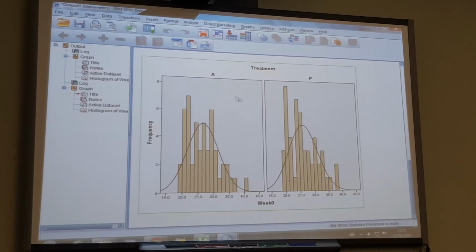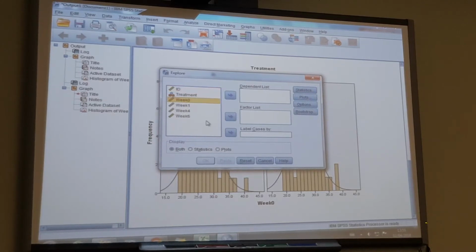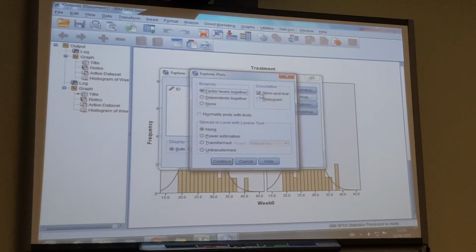To me, based on the numbers, I'm assuming normal, but let's see the test. If you want to test exactly whether it is normal or not, you look at Analyze. I think there is Explore. I can do it for all 6. The factor should be here, treatment. Plot, if you're interested in a plot. Again, the histogram, same as the histogram that we just generated.